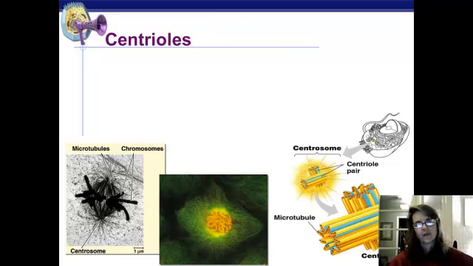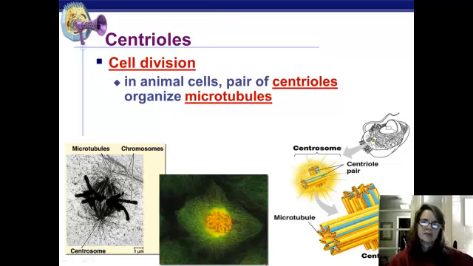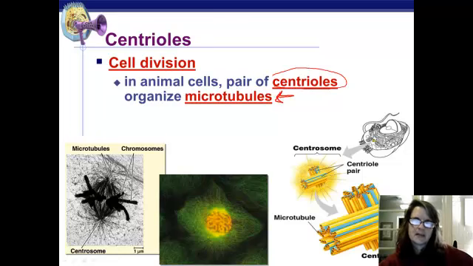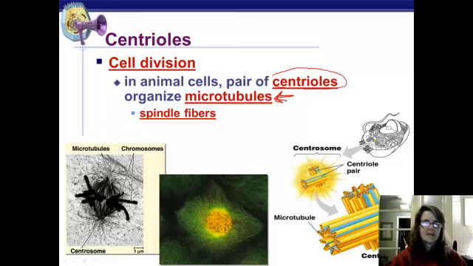Now, centrioles are really important. These are little organelles that exist only in animal cells. Plant cells don't seem to have them. But the role of the centrioles is to organize the microtubules correctly so that they can attach to the chromosomes and pull them apart. They make what are called spindle fibers, or they organize the spindle fibers.